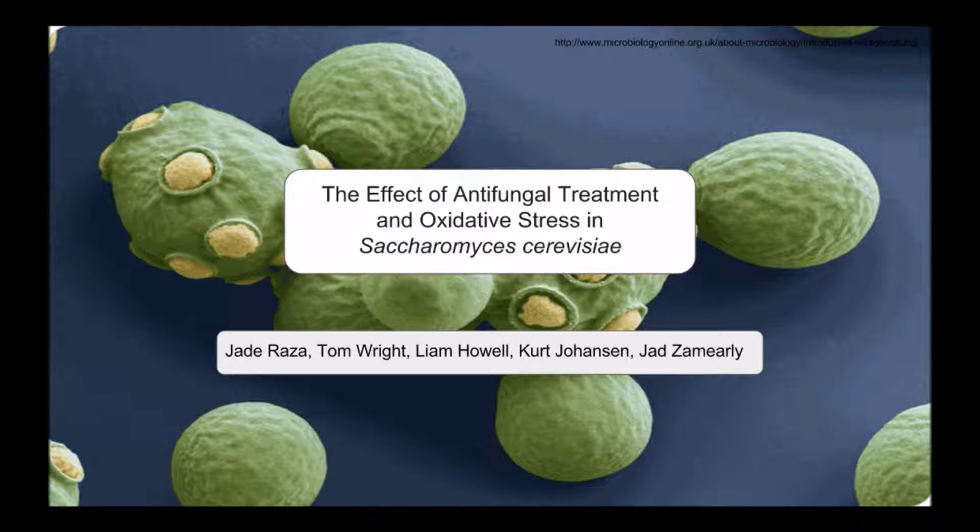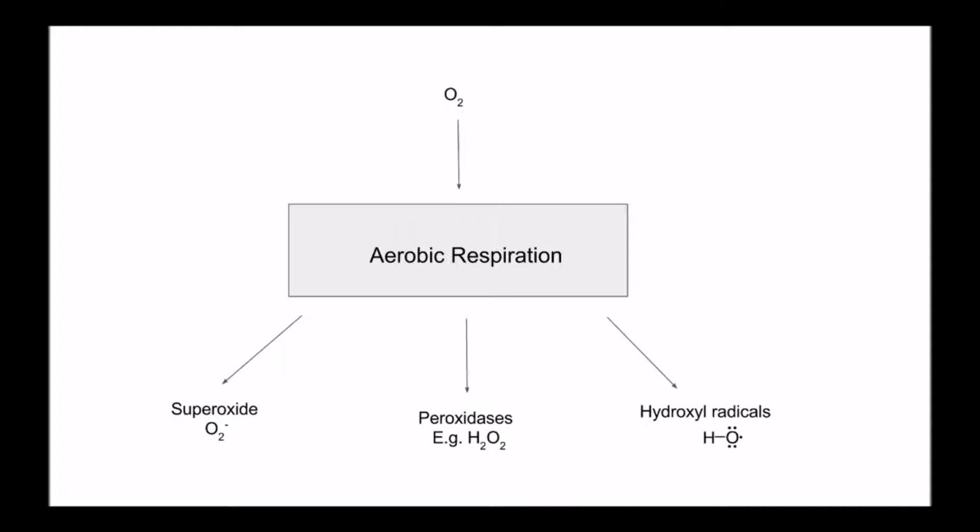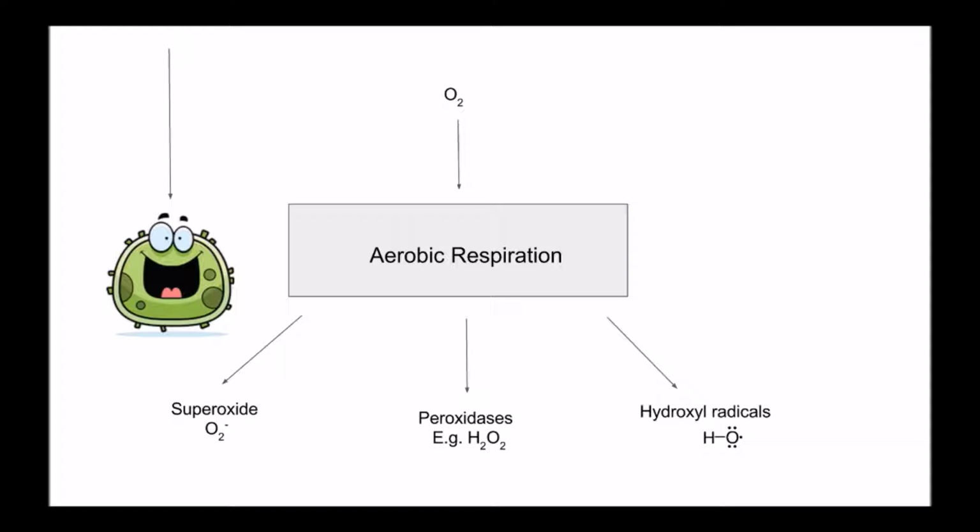The effect of antifungal treatment and oxidative stress in Saccharomyces cerevisiae. During respiration, oxygen is reduced through a series of reactions resulting in the production of reactive oxygen species, including superoxide, peroxides, and hydroxyl radicals. In small, controlled doses, reactive oxygen species can be important in many cell functions. In high concentrations, reactive oxygen species can break down and destroy cell membranes, leading to leakage or cell death.